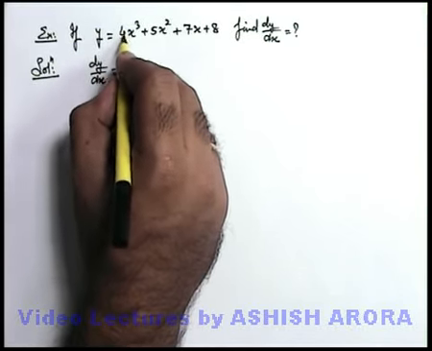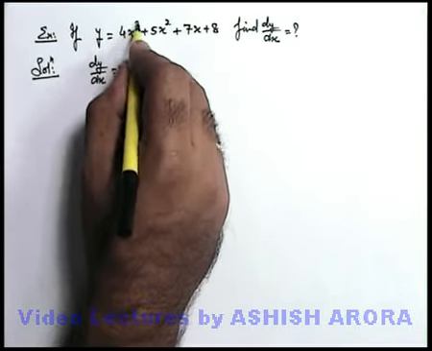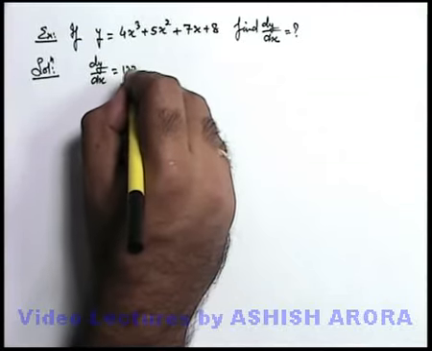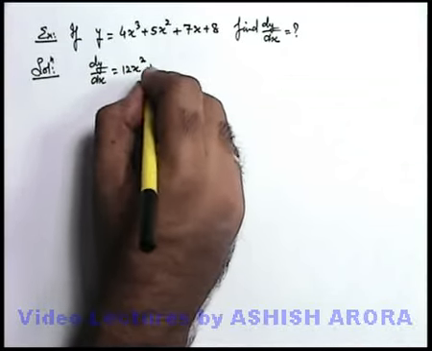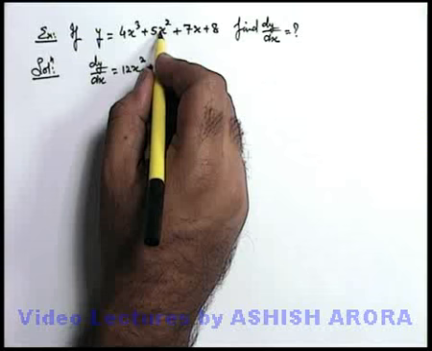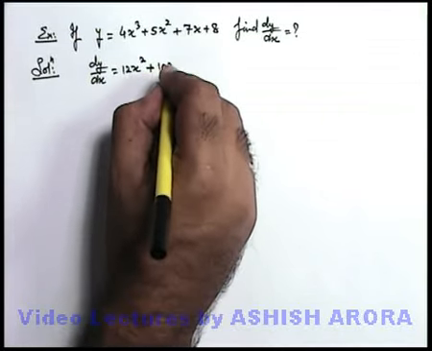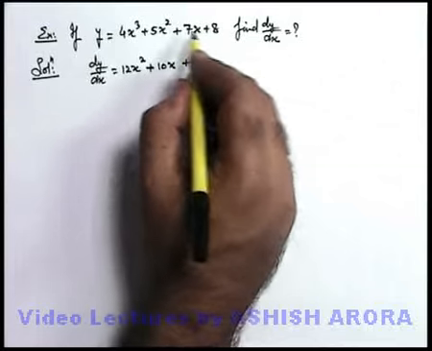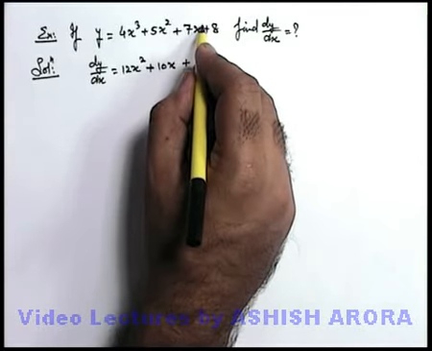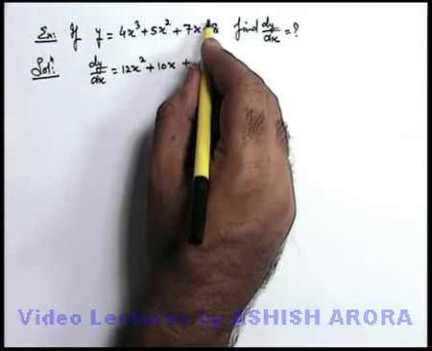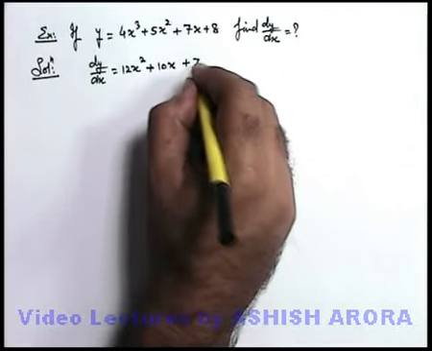So 4 is already there as a coefficient, so you can multiply this 3, it will become 12x square. Plus, if it is 5x square, differentiation of x square will be 2x to power 1, so it will become 10x. Plus 7x to power 1. So x to power 1 differentiation will become 1 into x to power 0, that will be 1 only, that will remain as 7.